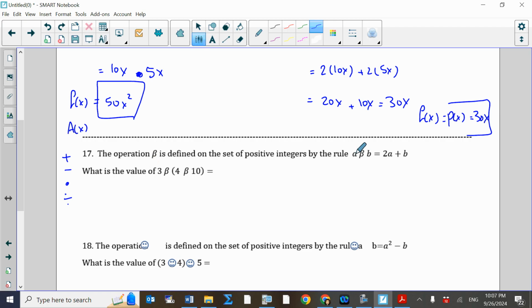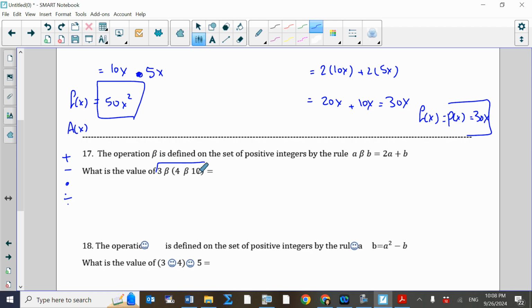It says if you are doing this operation on two different numbers like a and b, the rule is: take the first number, multiply by 2 and add b. So if I have a beta b, let's call the name of this operation beta, I just need to multiply the first number by 2 and add the second number. So we're going to do the same thing here to find the answer to this operation.